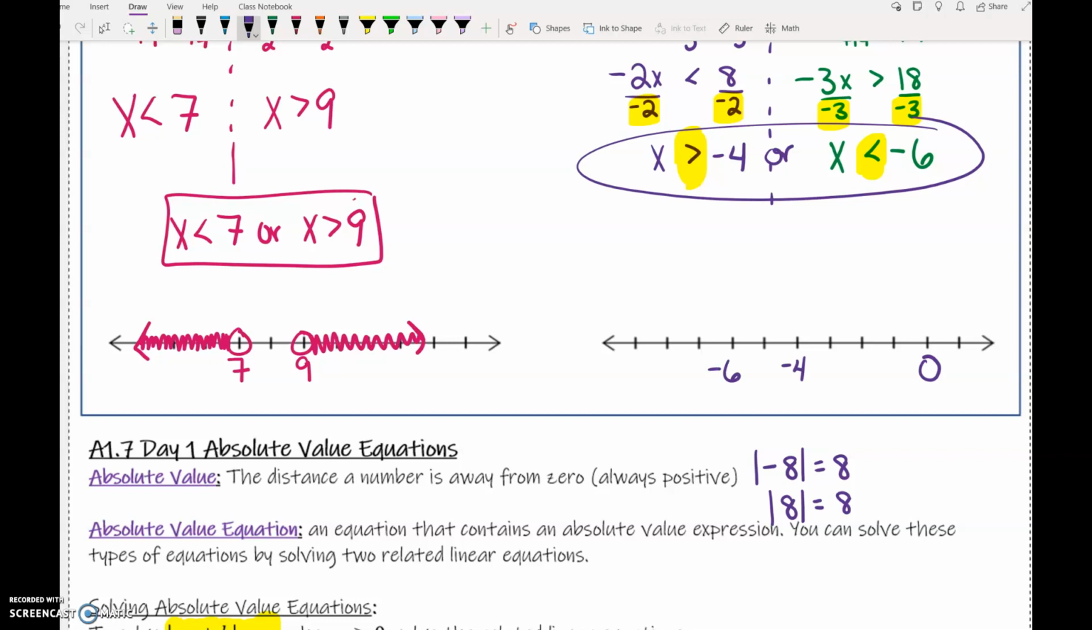The x is greater than -4. That would be an open circle at -4, greater than, your shading to the right. That one is graphed right there. X is less than -6. Open circle at -6. You're shading the values that are smaller than -6. That one is graphed over there.